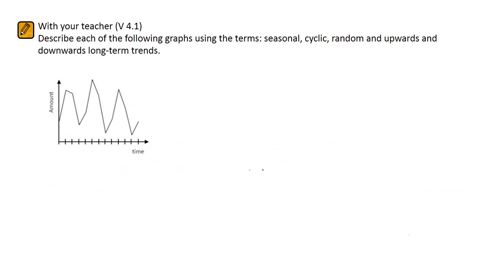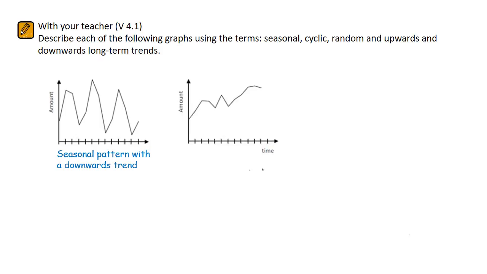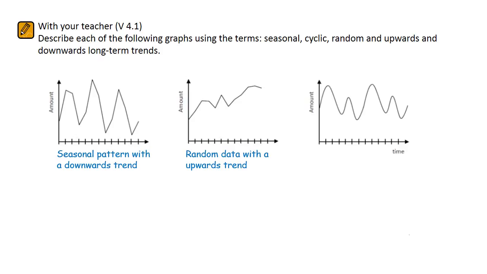In this question, we are asked to describe each graph. You will notice that the first graph has a predictable pattern repeated over a regular time frame. It is an example of seasonal data, and as there is a general downward slope, we would say that it's seasonal data with a downwards trend. The next graph shows no regular or repeated pattern, but it does show a general upward slope. We would say it's random data with an upwards trend. In the next example, the same pattern is repeated over a regular time frame. It's an example of seasonal data.